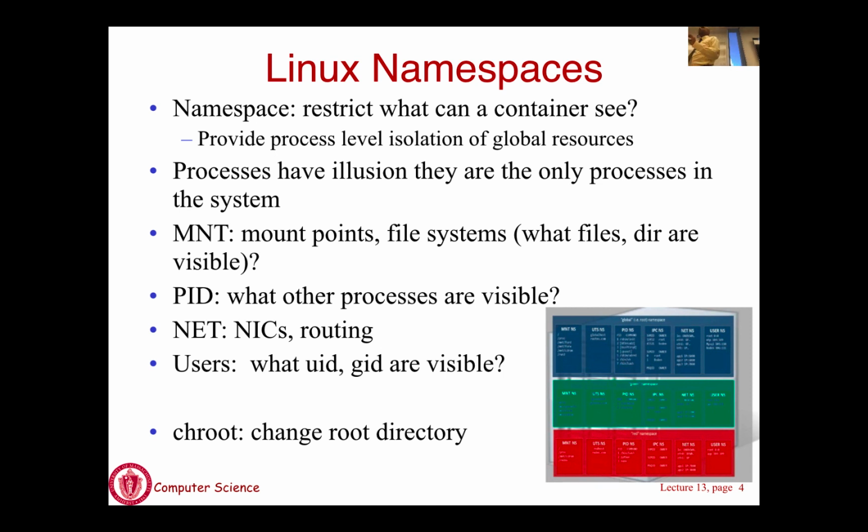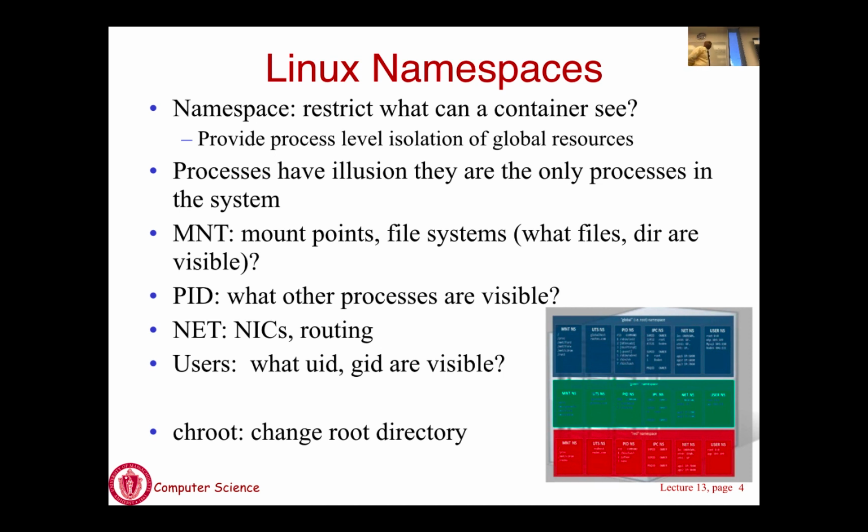Namespaces is an abstraction that allows you to restrict what a process can see, which is what I already mentioned. So, you essentially get the illusion that you are the only process in the system. Let us try to think from an OS perspective, what does that mean? What does it mean that this process cannot see another process? Any thoughts on what?